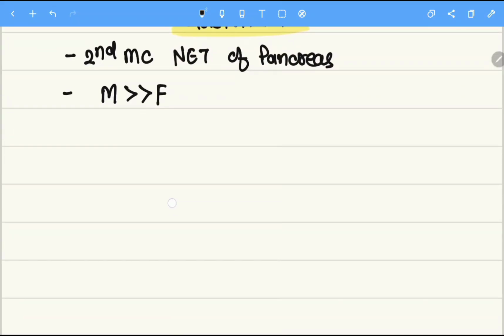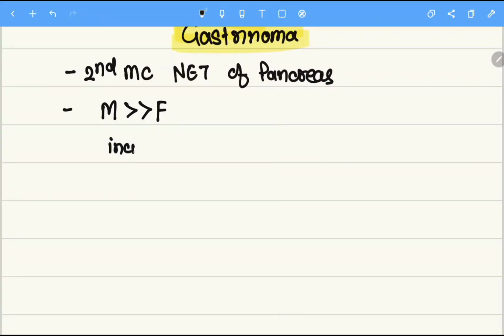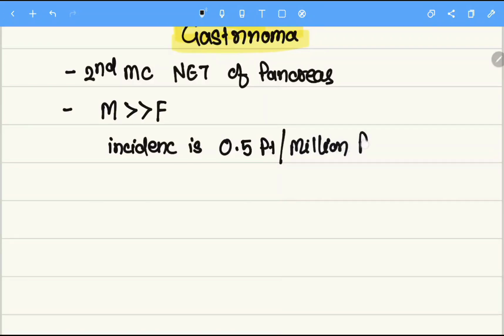And what is the incidence of this gastrinoma? Its incidence is 0.5 patients per million population per year. This is a very low incidence.